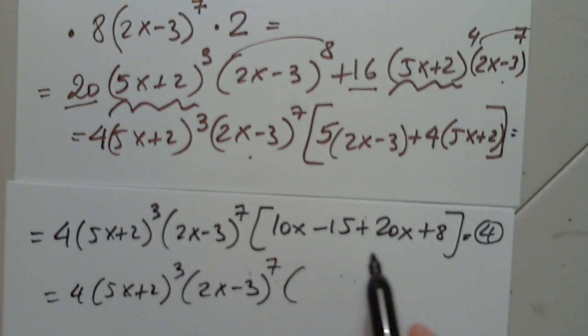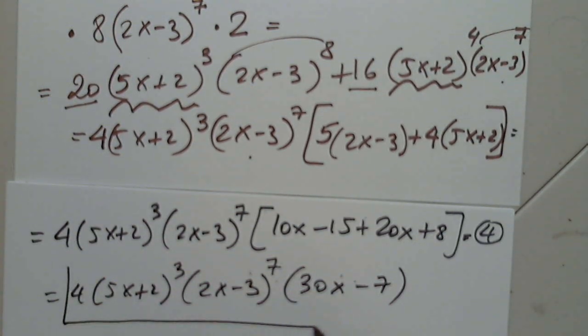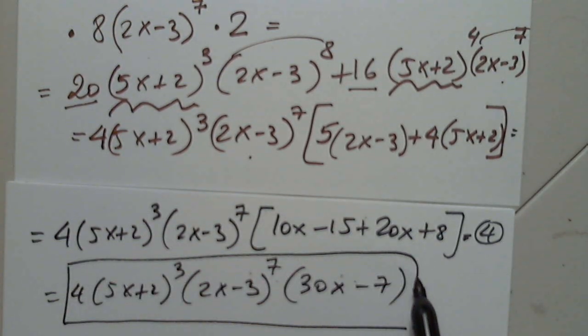I have 30x and then minus 7. This was a lot of work, and this is the simplified form in complete factored form. A lot of work. Okay, let's choose another.